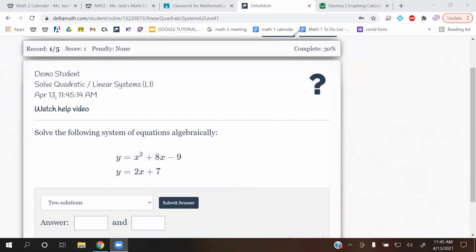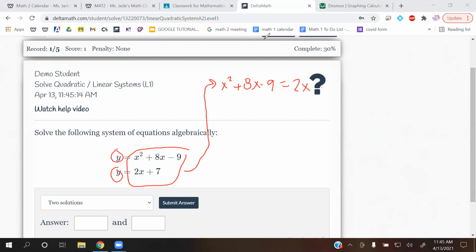Let's first double check that we have y by itself in each of these equations. Yes, we do. Okay, now that we know y is by itself, we are going to set these equal to each other. So these two equations, let me write them out. X squared plus 8x minus 9 equals 2x plus 7.